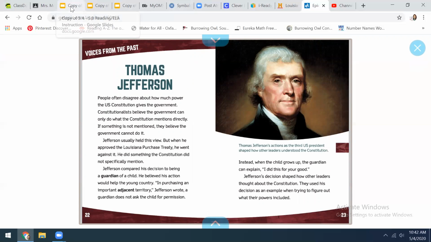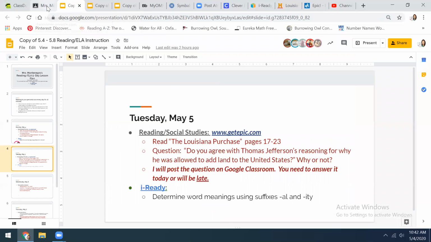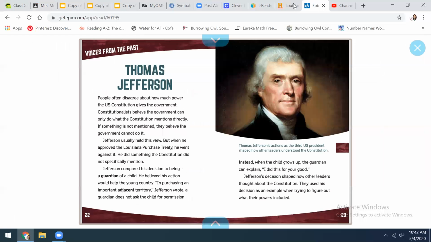And I believe page 22, page 23, oops, I'm going the wrong way now. We're going to read just this last page, and we're going to read a little bit about him. People often disagree about how much power the United States Constitution gives the government. Constitutionalists believe the government can only do what the Constitution mentions directly. If something is not mentioned, they believe the government cannot do it. Jefferson usually held this view, but when he approved the Louisiana Purchase Treaty, he went against it. He did something the Constitution did not specifically mention.